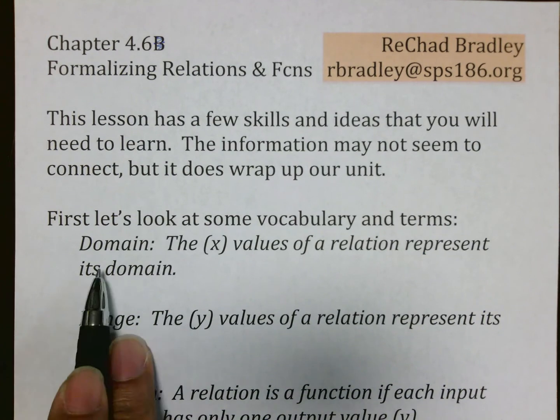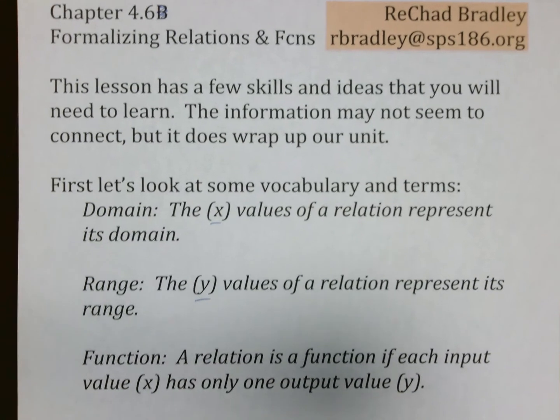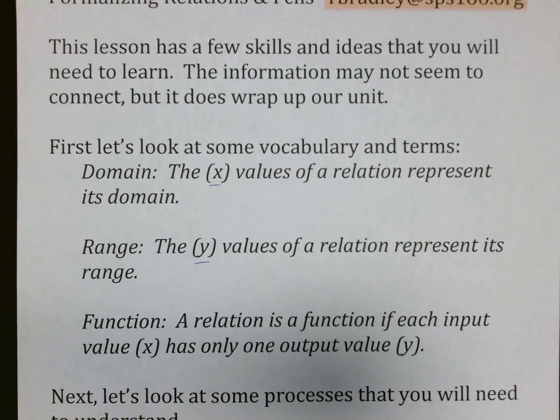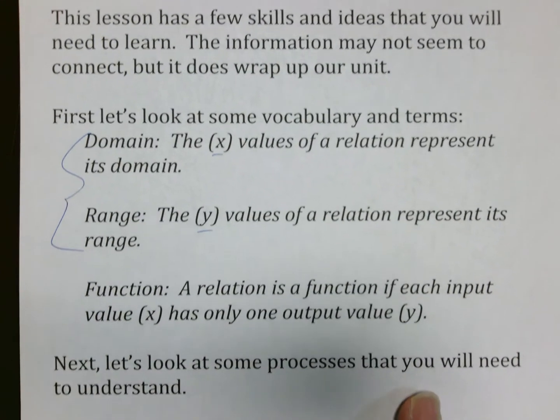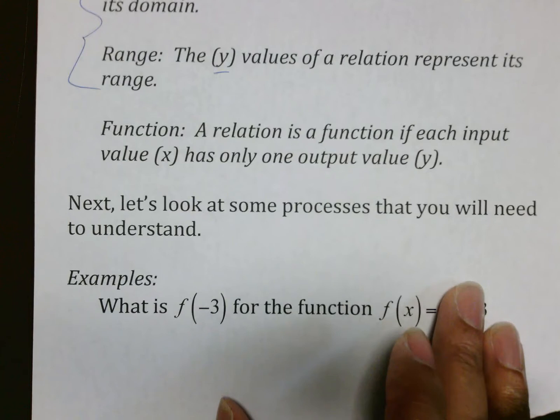First thing you need to understand, again, domain is the x values of a relation, and range is the y values of a relation. A function itself is a relation in which each input has exactly one output. Again, those are three definitions. The main two you need are these, but again, a function is just something where every input has only one output. But let's just look at some processes first that you need to understand, and one of them is called function notation.